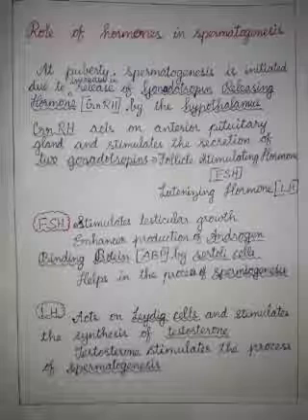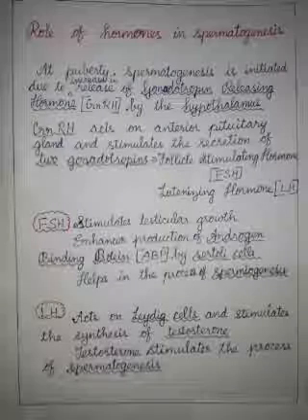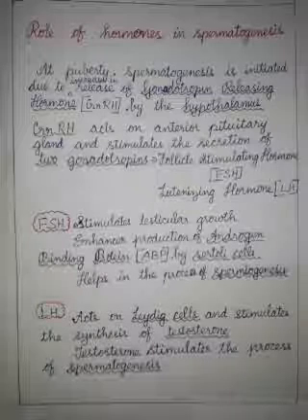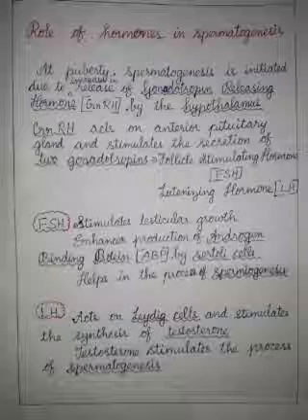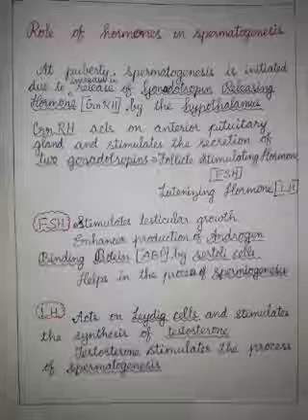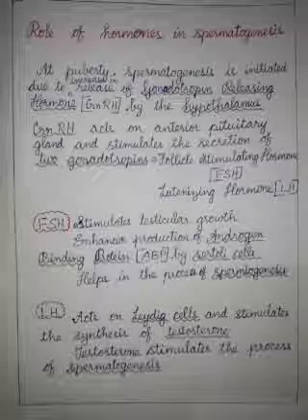This testosterone will in turn stimulate the process of spermatogenesis, that is the sperm production. So involved in spermatogenesis is the gonadotropin releasing hormone released by the hypothalamus. This hormone will stimulate the anterior pituitary gland to secrete the follicle stimulating hormone and the luteinizing hormone. So these are the hormones involved in spermatogenesis. I think all have understood the topic. Role of hormones in spermatogenesis may be asked as a 3-mark question.